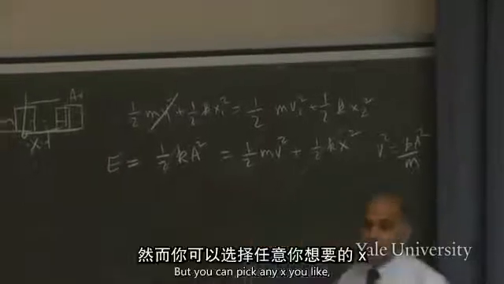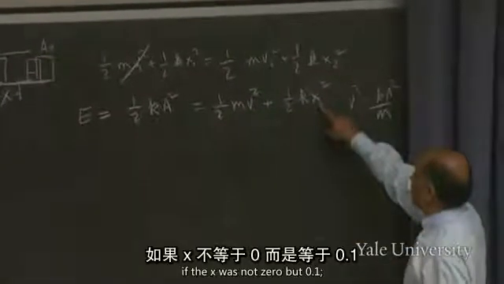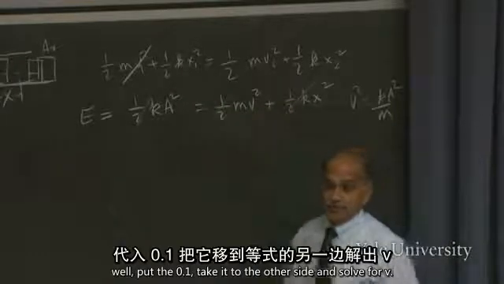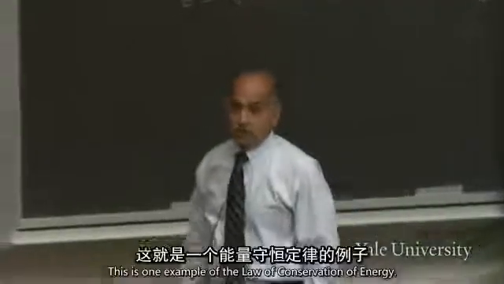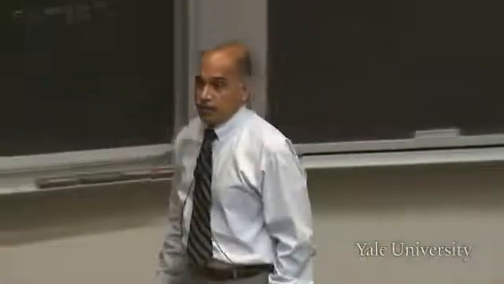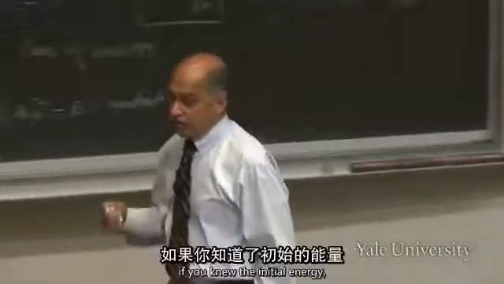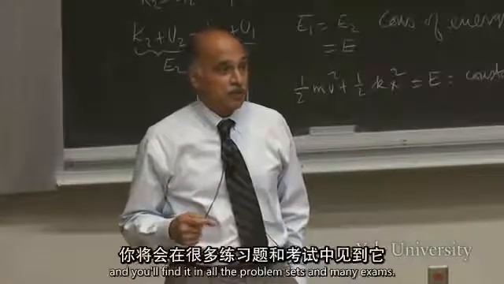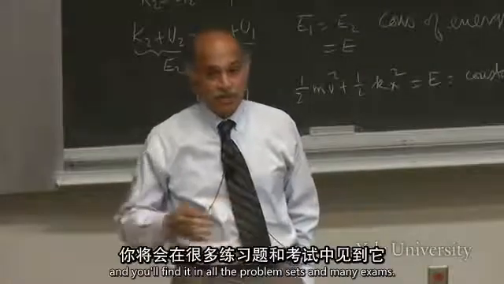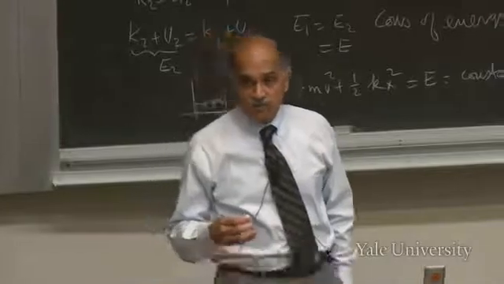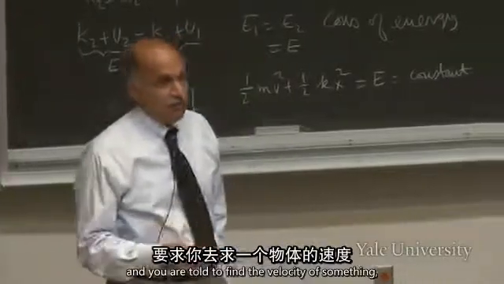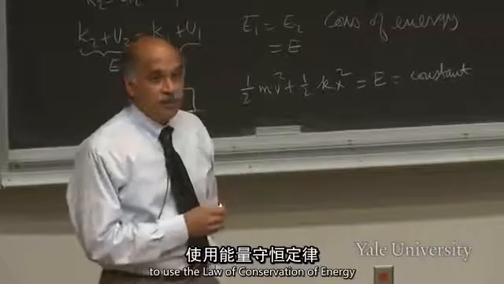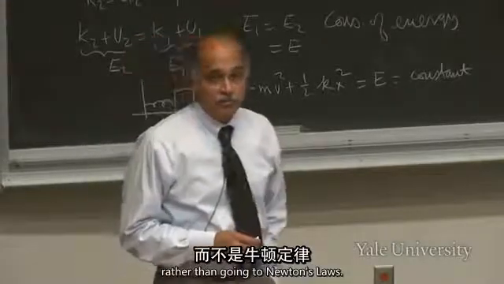But you can pick any x you like. If the x was not 0, but 0.1, well, put the 0.1, take it to the other side, and solve for v. So this is one example of the law of conservation of energy. So the power of the law of conservation of energy is if you knew the initial energy, you don't have to go through Newton's laws. And you will find in all the problem sets and many exams, when a problem is given to you and you're told find the velocity of something, you should try whenever possible to use the law of conservation of energy rather than going to Newton's laws.